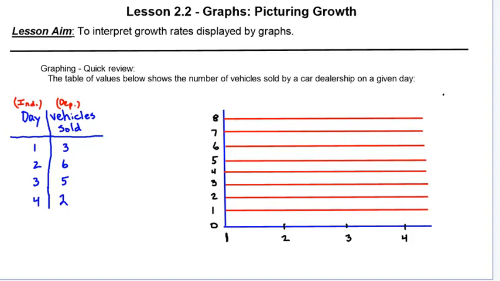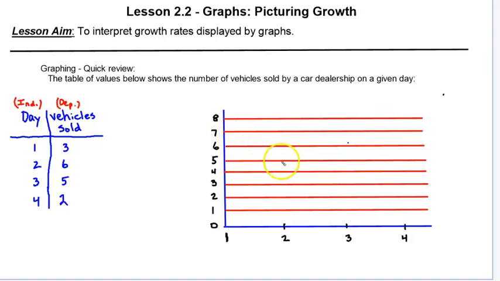In Lesson 2.2, you can see that our title today will be working with graphs and using a visual representation of growth. So you can see our lesson aim there is to interpret growth rates displayed by graphs. Before we get started, I thought a quick review of graphing. I'm sure hopefully this is going to be a review for you.